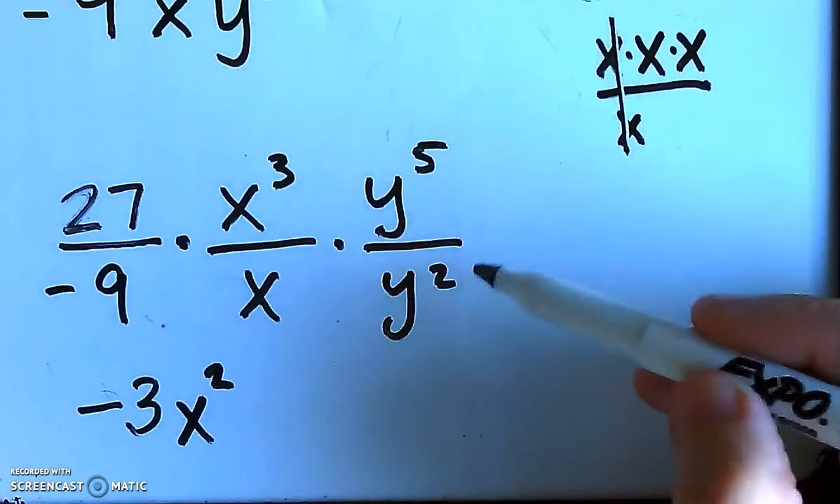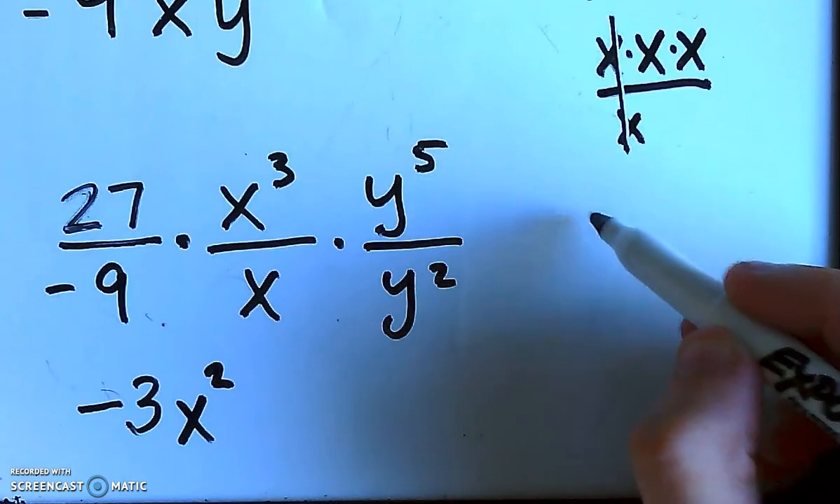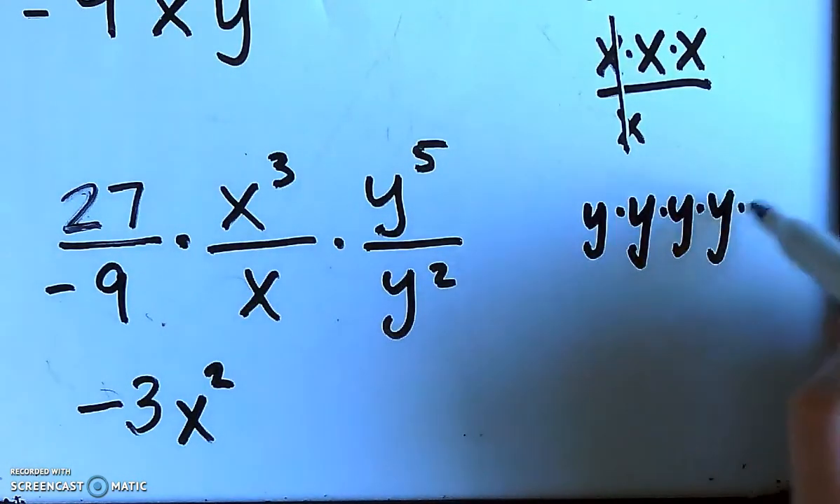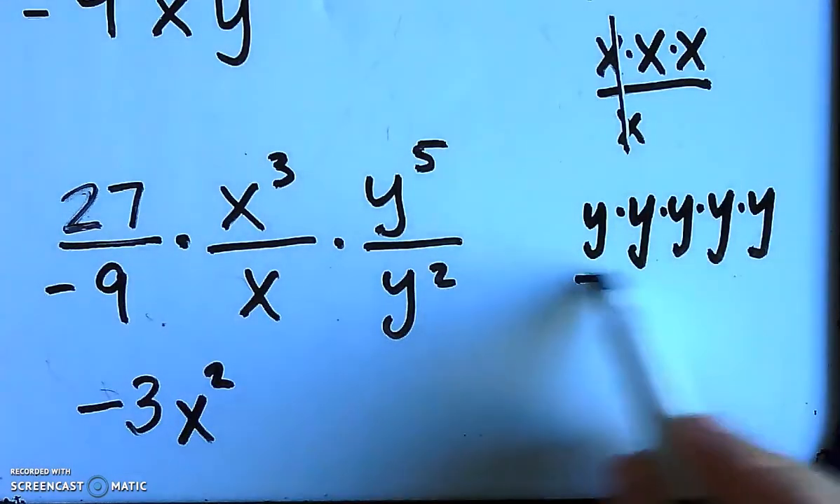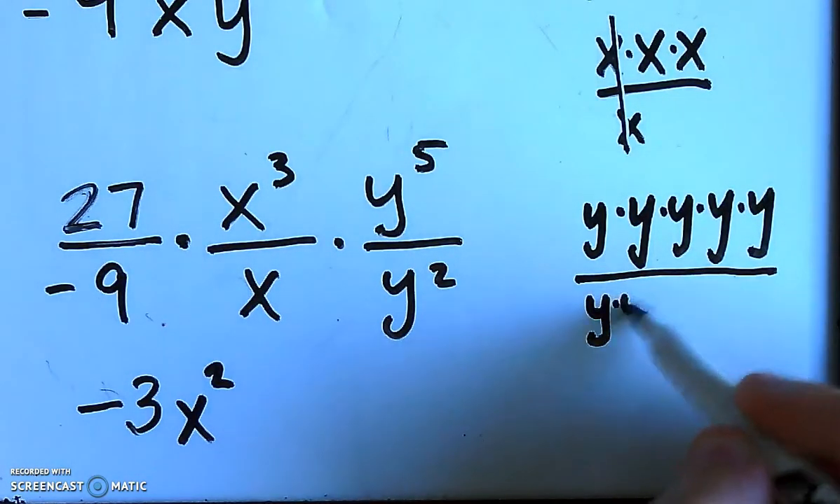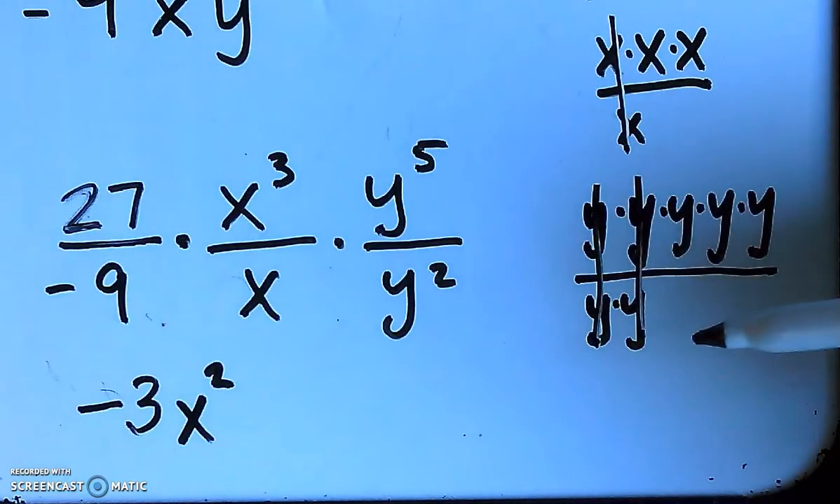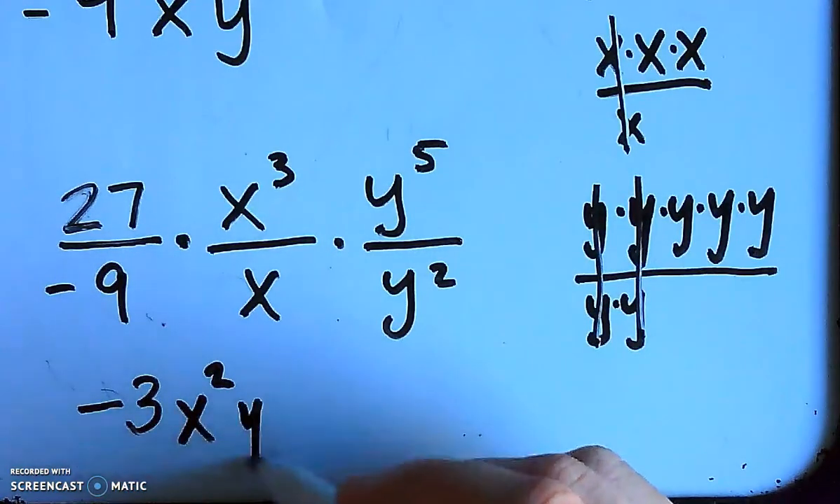And then with the y's, again, if I were to show this in expanded form, this is like y times y times y times y times y, 5 of them, divided by 2 of them. And again, remember, same thing in the numerator and denominator are going to cancel and give us 1. So now it's 1 times y times y times y times y, which gives us y cubed.